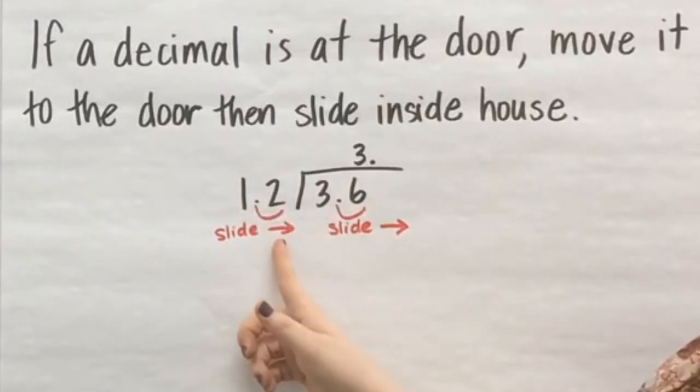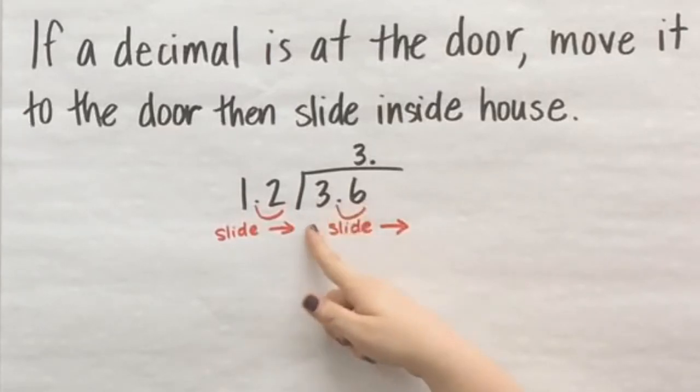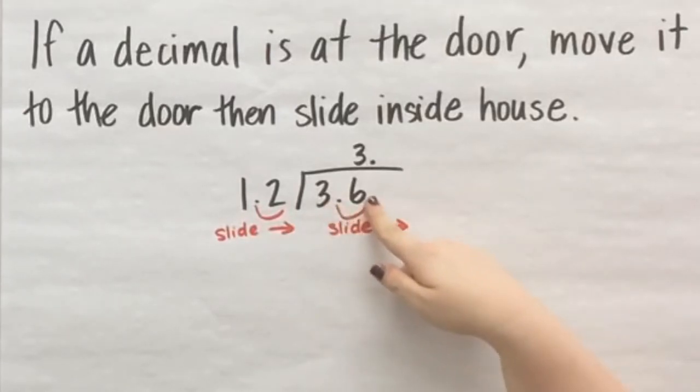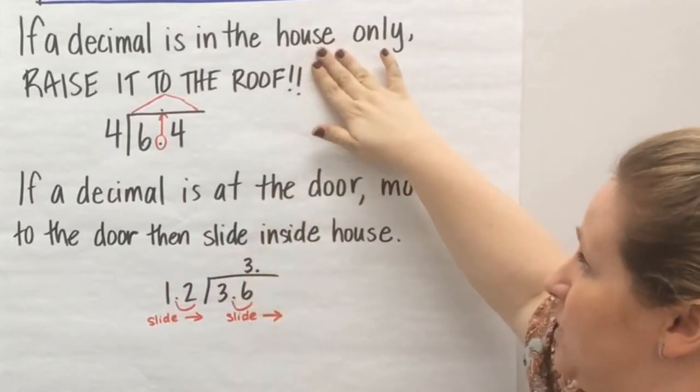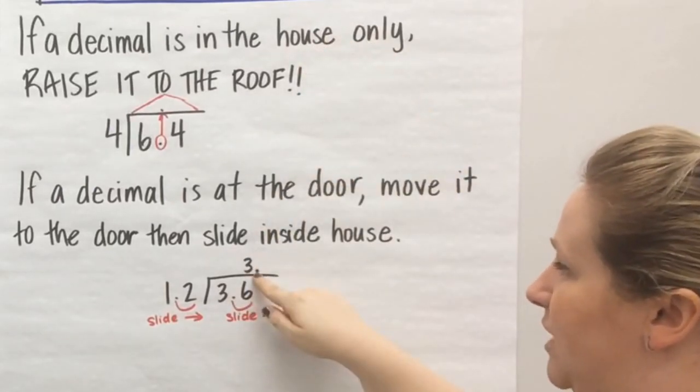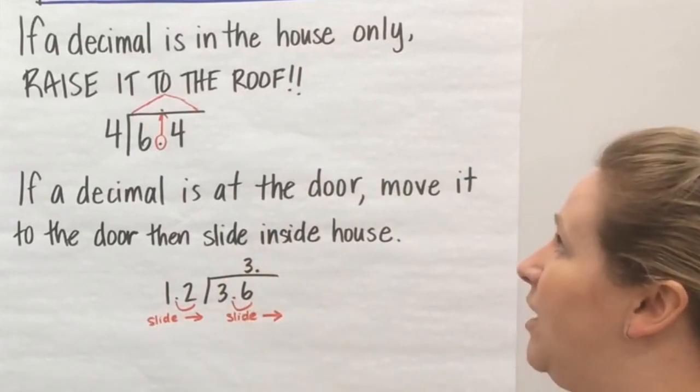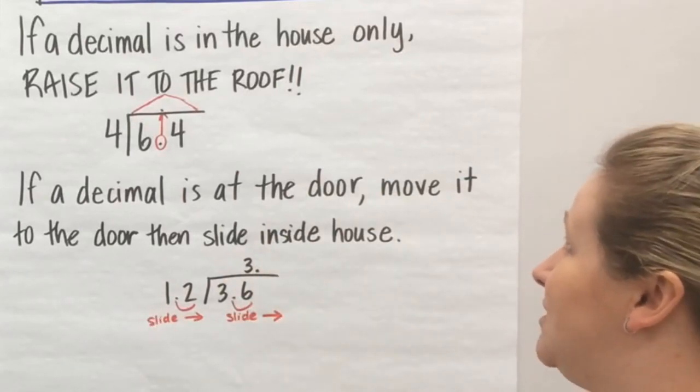Whatever we do on the outside, we also have to do on the inside. So for 3.6, we move the decimal 1 place over. Once we're there, now we have only a decimal in the house only, so we raise it to the roof, put our decimal, and divide as normal. Using these simple steps, you can divide decimals.